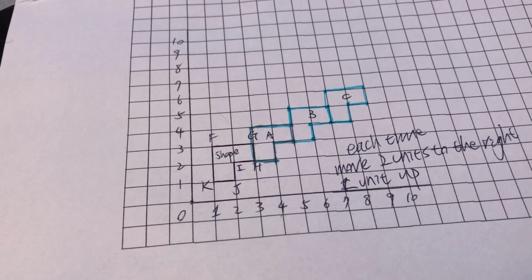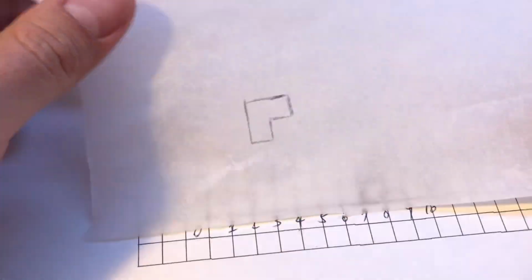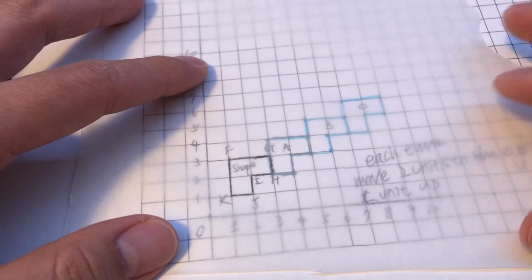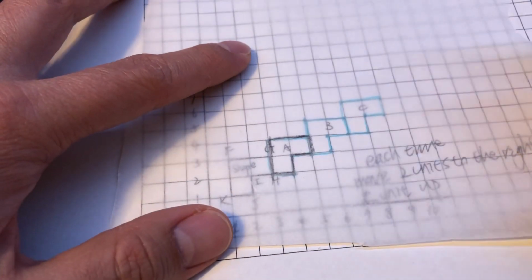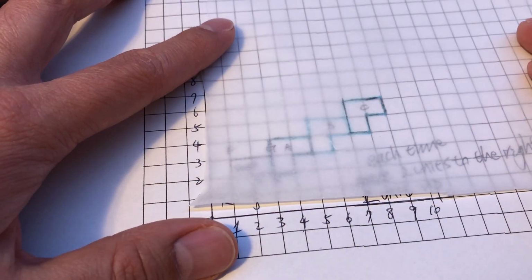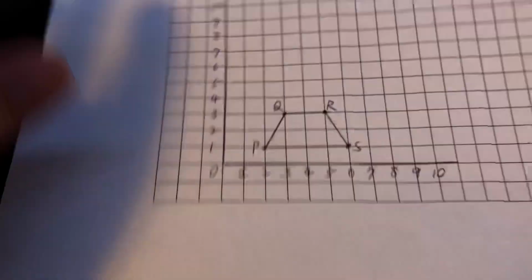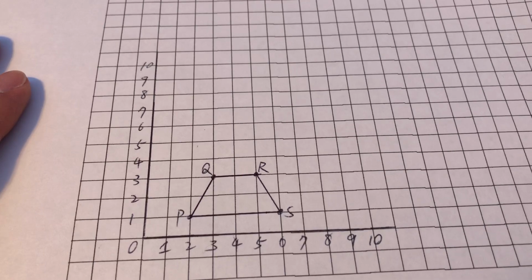So this is our first figure. It's pretty simple and quite fun. Trace it and move it up, trace it and move it up, and then trace it and move it up. So that's our first picture. The first one is translation. The second one we're going to look at is rotation.